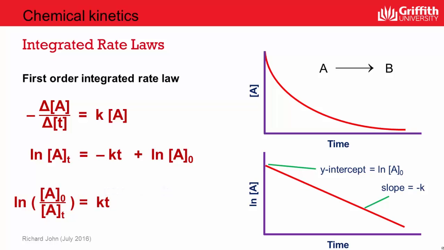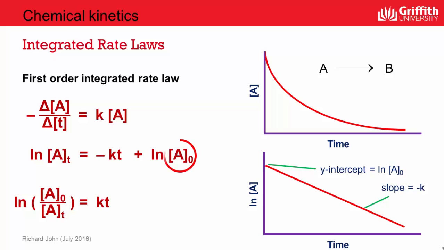Now, a slightly rearranged form of the first order rate law equation, where the equation is expressed in terms of the ratio of starting concentration and final concentration, will often be useful. However, both forms of the equation can be used to do some very useful calculations.